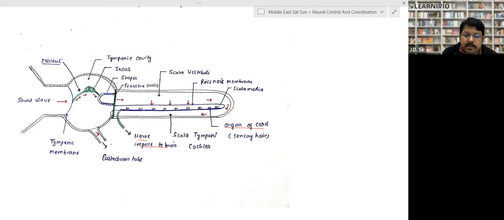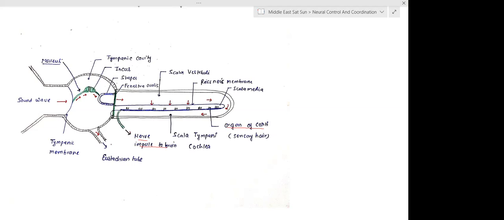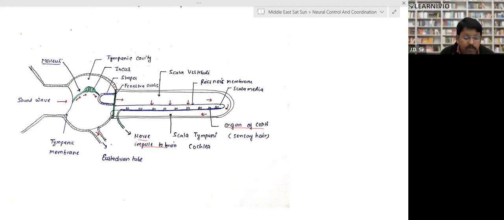Next point. The perilymph of the internal ear receives the vibration through the membrane covering the fenestra ovalis. Full stop.